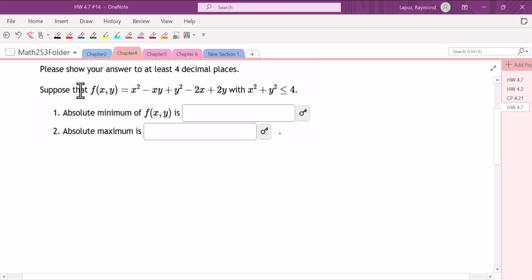They want us to assume that our function f of x, y is equal to x squared minus xy plus y squared minus 2x plus 2y. Given that function and our domain x squared plus y squared is less than or equal to 4, they want us to find the absolute maximum and absolute minimum. I think they just want the values. There are restrictions on whether you want to put the point itself or just the z values, the output values, and here they're just looking for the output value.